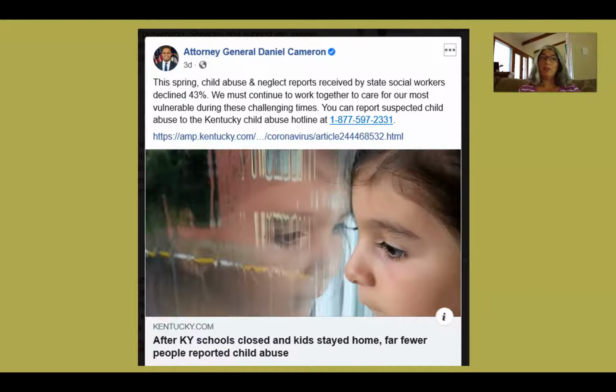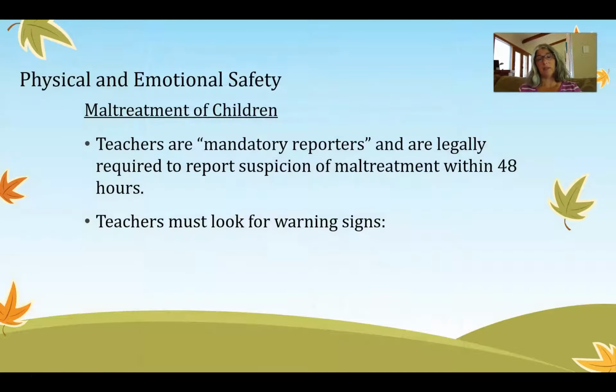This is partially due to the fact that these kids aren't in school. So they're not in school. They don't have that third-party teacher at school to possibly report potential dangers, and they're spending more time at home where the abuse might be going on. So teachers do play a very important role in stopping the cycle of abuse and neglect.